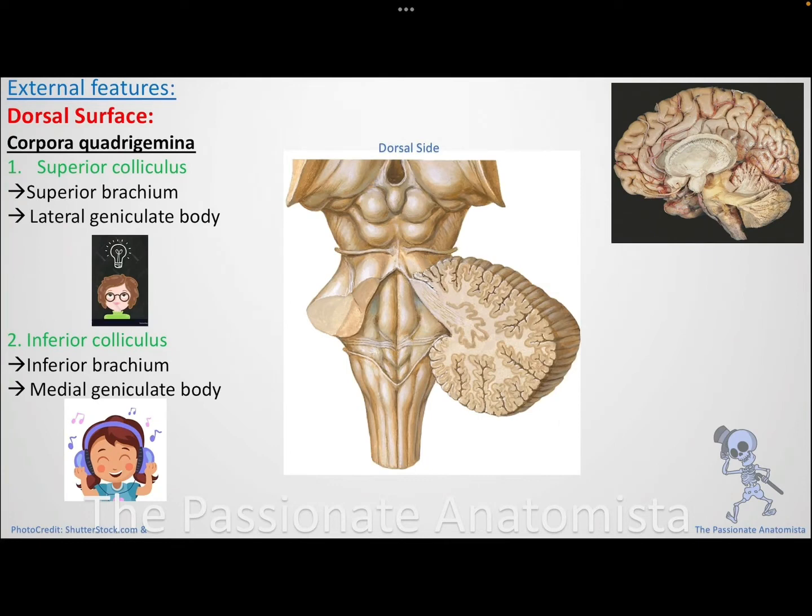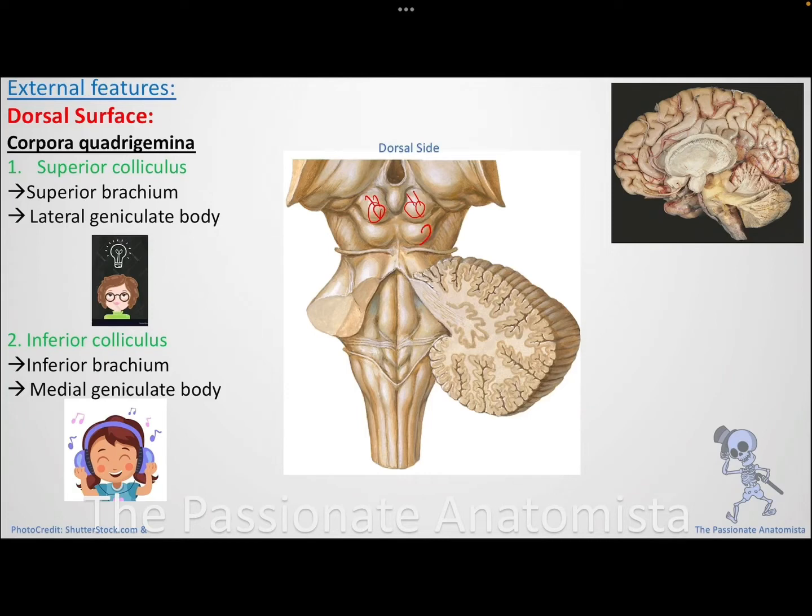What we can see from the dorsal aspect, you guys, is the midbrain. In the midbrain, we have something called the corpora quadrigemina. Corpus means body, and quadrigemina means I have 4 bodies, 2 superiorly and 2 inferiorly. The superior ones are related to your eyes. These are your visual reflex center, and anything related to your eyes is going to go through them. This is the superior colliculus. This is your eyes, the superior colliculi.